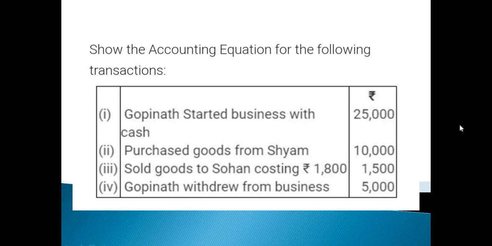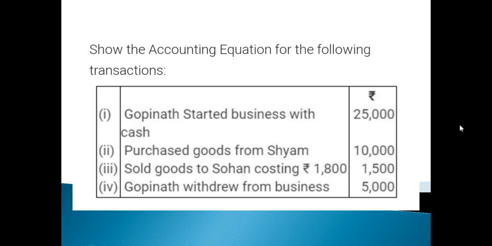The first transaction says Gopinath started business with cash for rupees 25,000. So under this first transaction, we'll have capital and cash. Then the second one says purchase goods from Sham. In this case, the word cash or bank is not mentioned, so it means that the goods have been purchased on credit. So under the second transaction, we'll have stock for rupees 10,000 and also creditors for rupees 10,000.